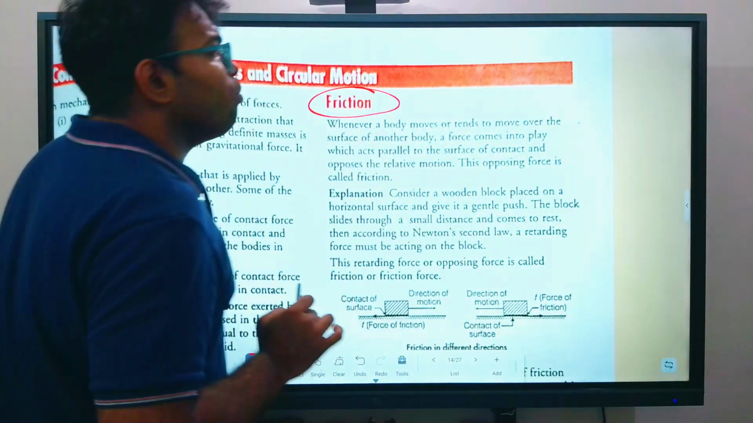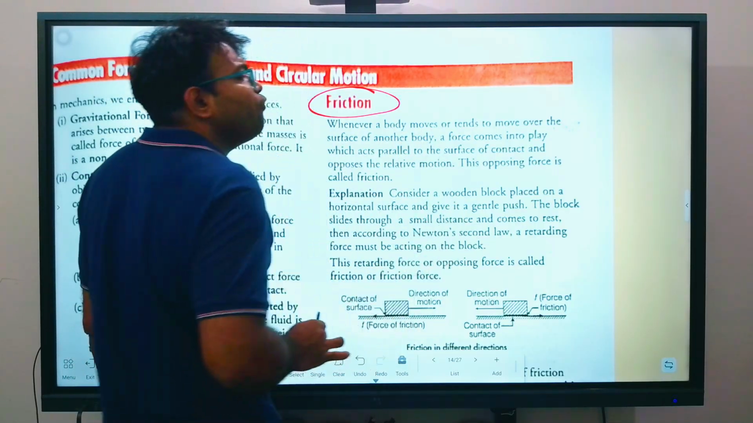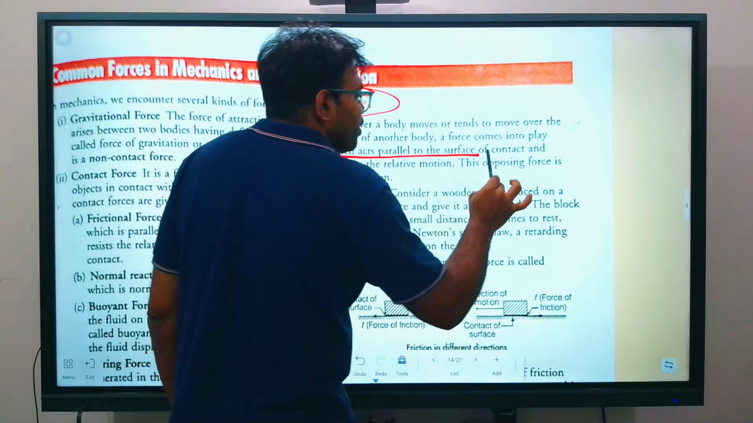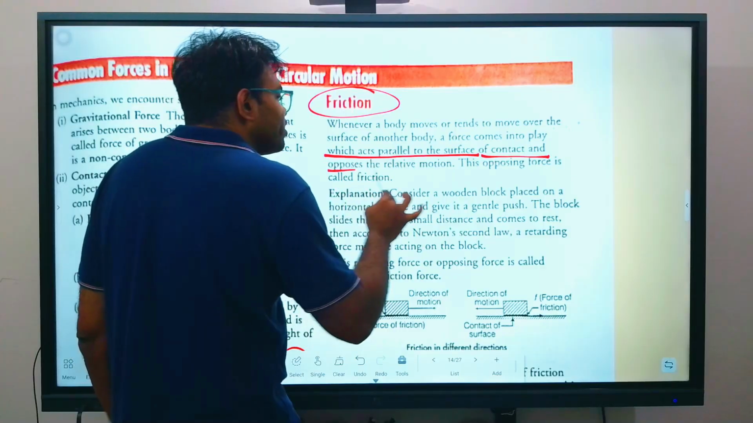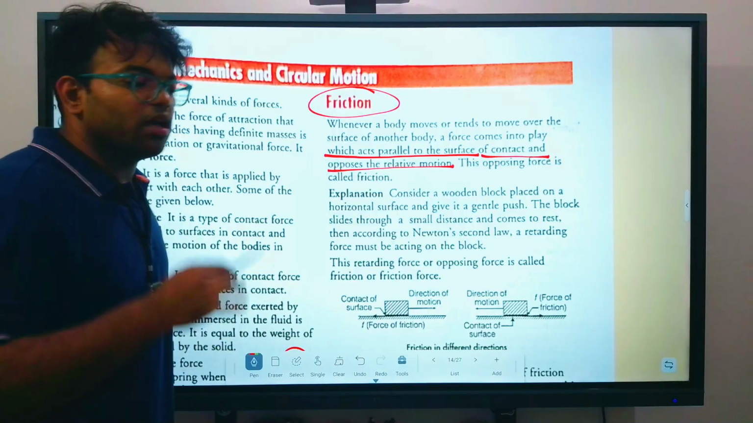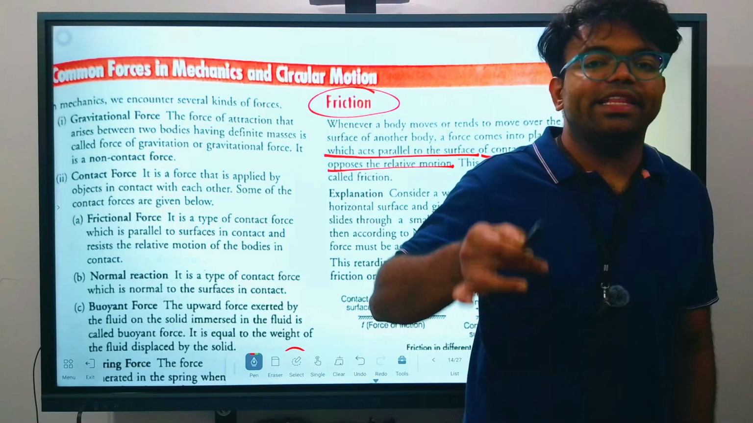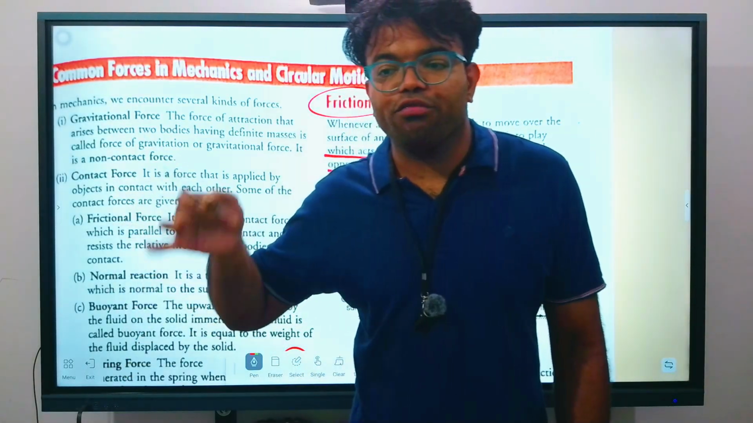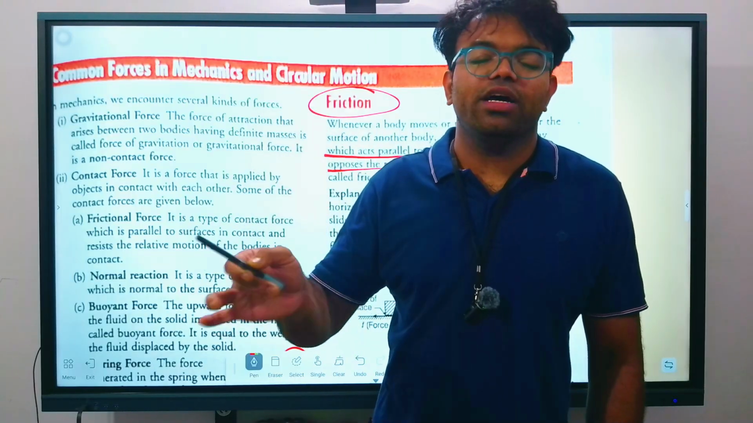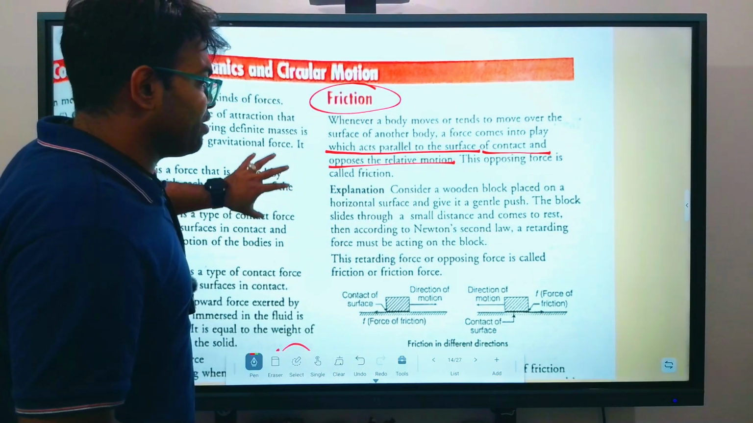When a body moves or tends to move over the surface of another body, a force comes into play, which acts parallel to the surface of the contact and opposes the relative motion. This opposing force is called the frictional force. Frictional force always applies on an object in the opposite direction of the motion of the object. It will always act opposite to the motion of the object if it is in contact with the surface.